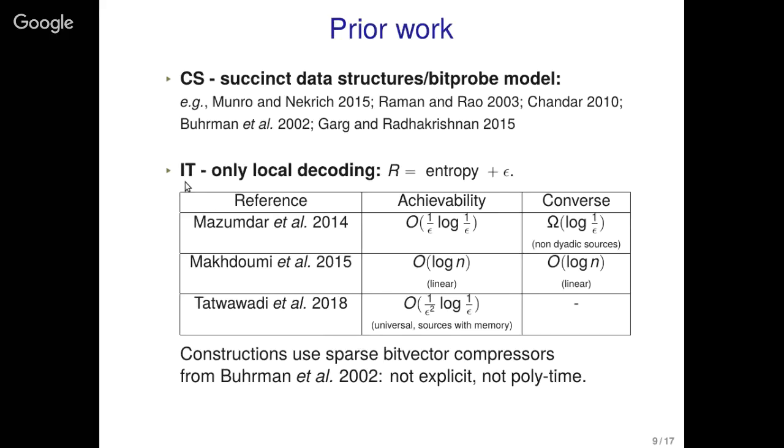Now, to the best of our knowledge, only local decoding has been studied in the information theory community, and local updating has not really been even modeled. Another challenge of the schemes of Mazumdar and Tatwawadi is that these constructions are not explicit, and the encoders and decoders need not be polynomial time.